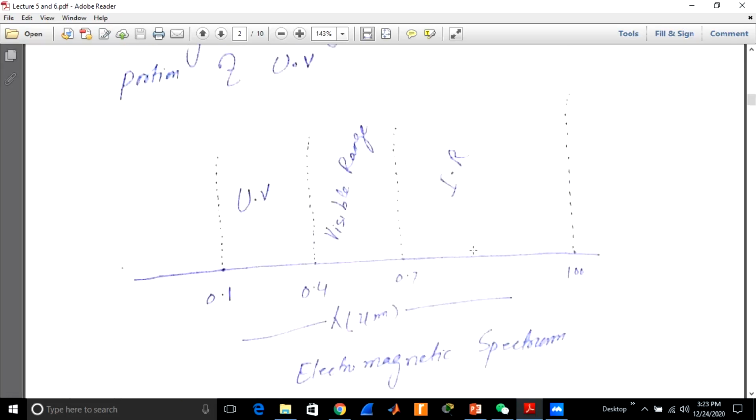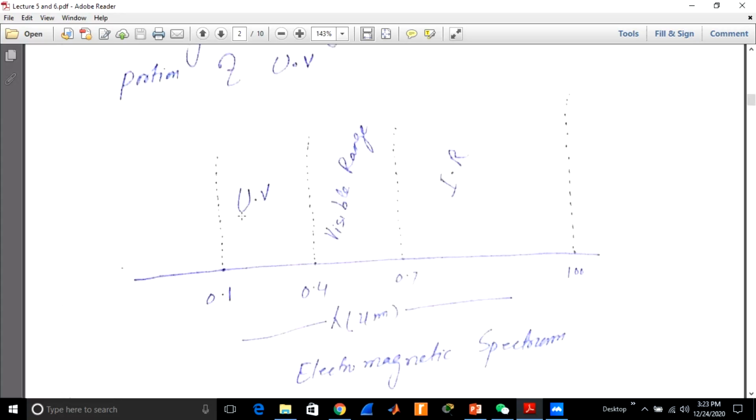This graph shows the spectrum of different rays. The minimum wavelength of radiation is 0.1 micrometer. Here we write lambda, and in brackets micrometer. By micrometer, we mean that this is not in meter and neither in centimeter. So when someone writes just 0.1, or does not write any unit with it, it means it is in micrometer.